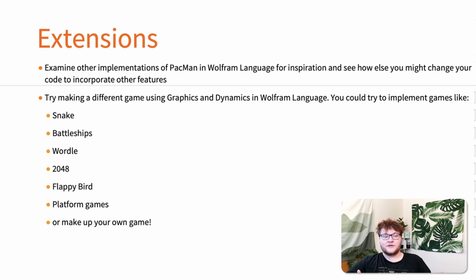You can also examine some other implementations of Pac-Man in Wolfram Language for inspiration and see how else you might change your code to incorporate other features. There are loads of Pac-Man game using Wolfram Language posts on Wolfram Community that you should have a look at. And then once you're happy with your Pac-Man game, you could try making a different game using graphics and dynamics in Wolfram Language. You could try to implement games that are roughly at our skill level right now, like Snake, Battleships, Wordle, 2048, Flappy Bird, a couple of different platform games. Or you can just make up your own game and have as much fun as you would like.